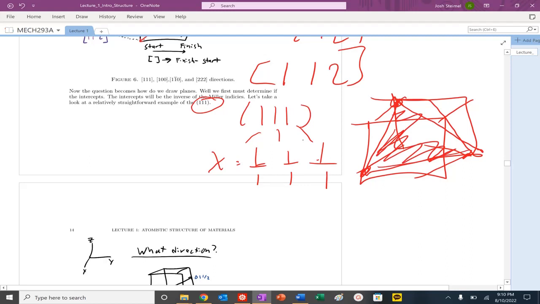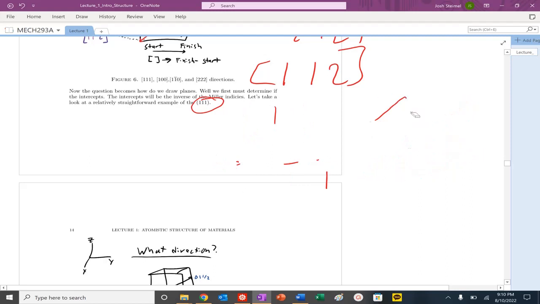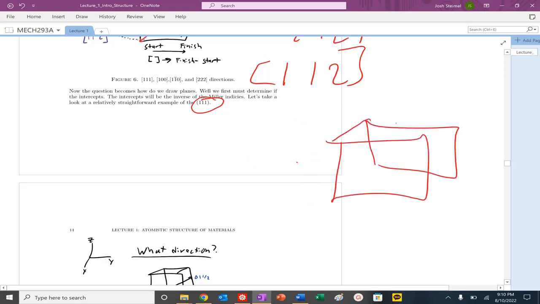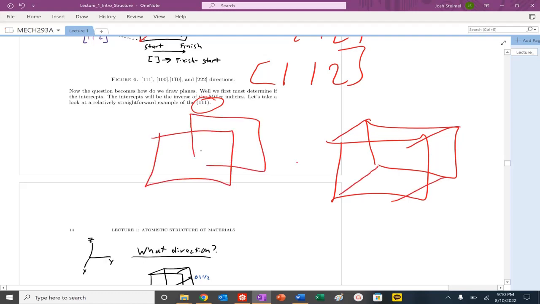So we could start to actually think about what some other planes would look like. Let's draw our cube. Let's draw three cubes. Let's draw another cube over here.